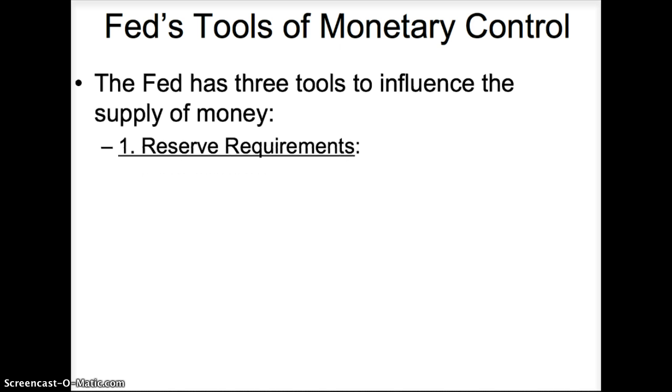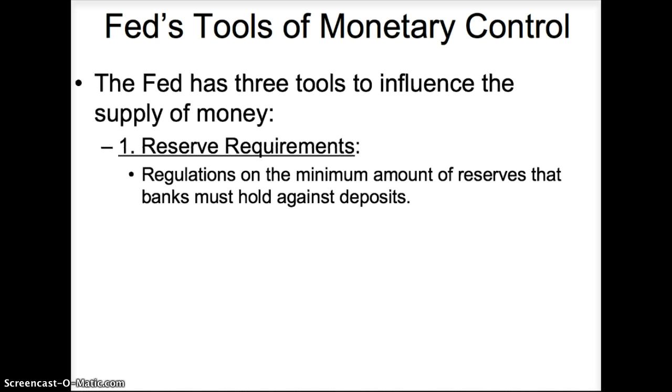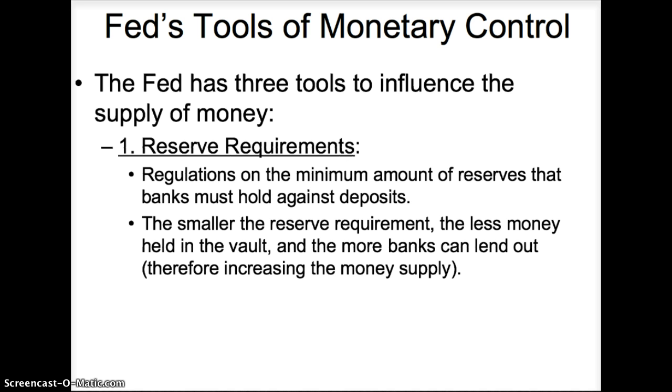The first is reserve requirements, which are the regulations on the minimum amount of reserves that banks must hold against deposits. The smaller the reserve requirement, the less money held in the vault, and the more money banks can lend out, therefore increasing the money supply. The larger the reserve requirement, the more money is held in the vault, and the less money banks can lend out, therefore decreasing the money supply.